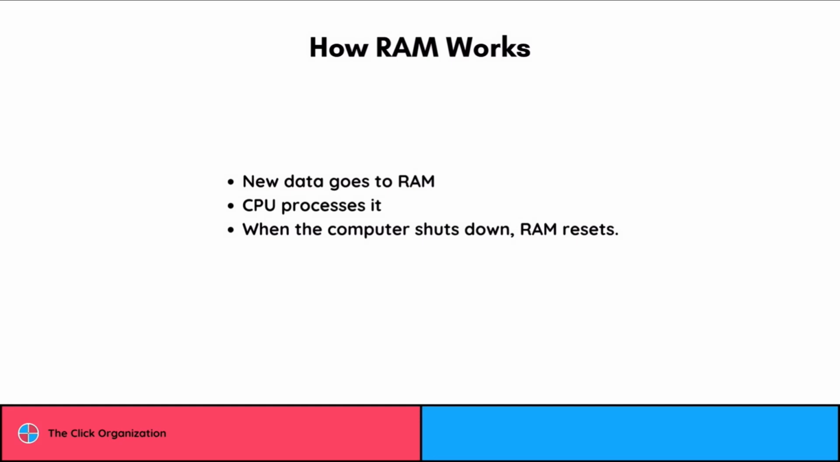And the third part is that when the computer shuts down, RAM resets. That's why we call it short-term memory. If you don't store your information, and it's left open and you shut down your computer, RAM resets and everything will be deleted from it.